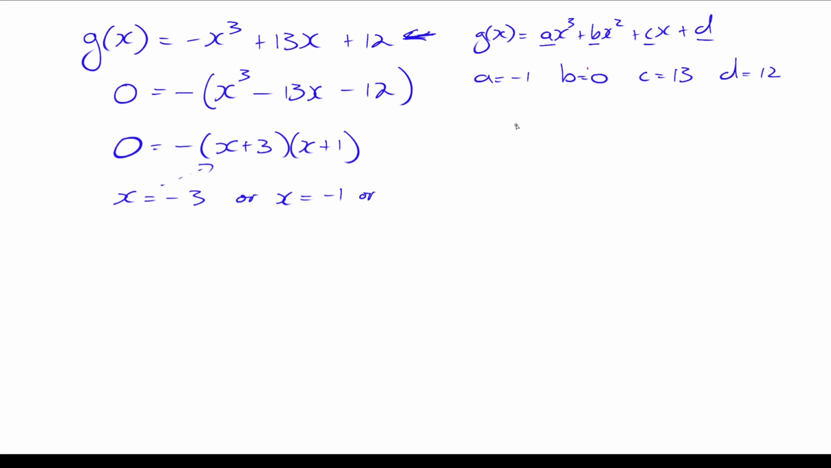Okie dokes. Now you're going to draw a box, and you're going to dump these guys in there. So negative 1, 0, 13, and 12. And then you're going to choose one of these two. Negative 1 and 1 tends to be easiest. I'm just going to use the negative 3 just to show you what's possible. So I put the negative 3 over here. And your first step is to just drop the negative 1. Boom. Okay, easy peasy. That's just number 1.